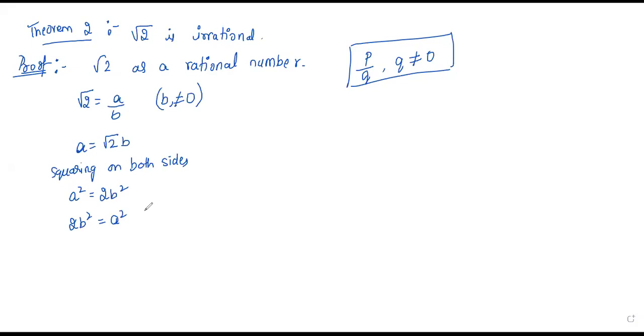Ma'am, can you explain squaring on both the sides? I didn't get the point. Just have to square on both the sides. It's just that A square is equal to root 2 into B whole square, and the square and square root cancel. So 2B square is B square, so it is A square is equal to 2B square. Understood. Any other doubts?